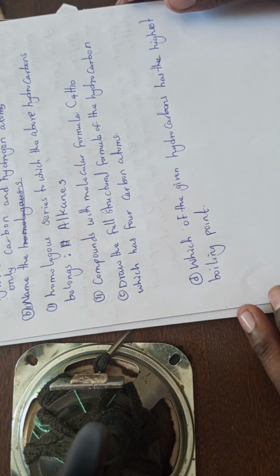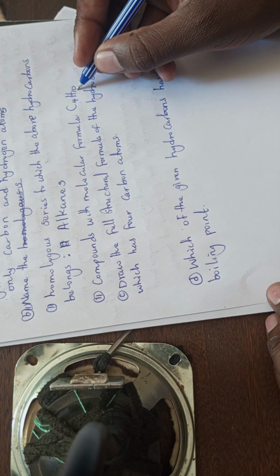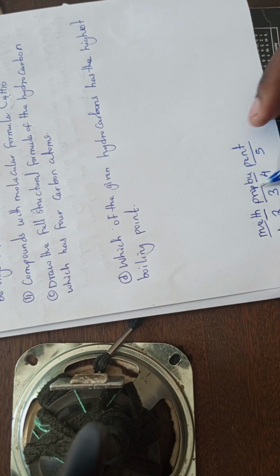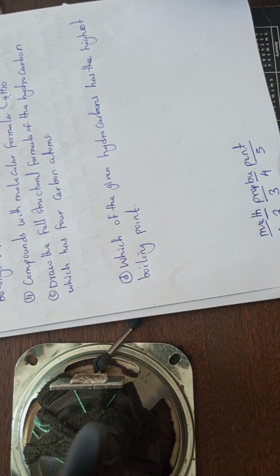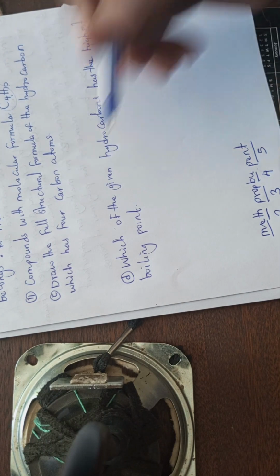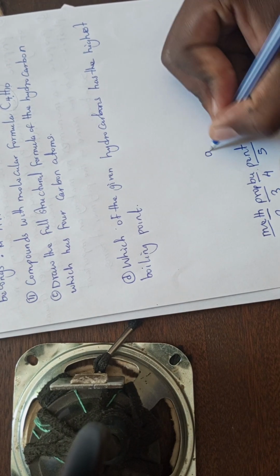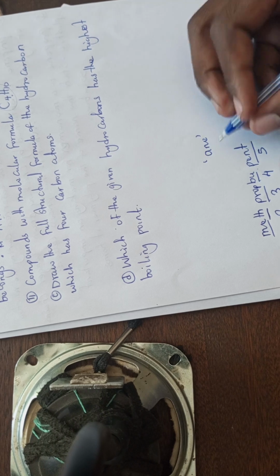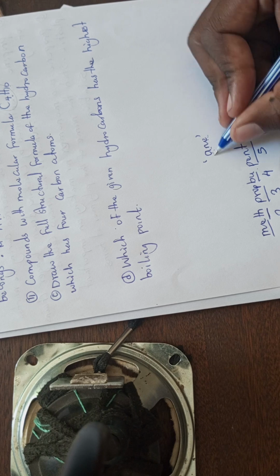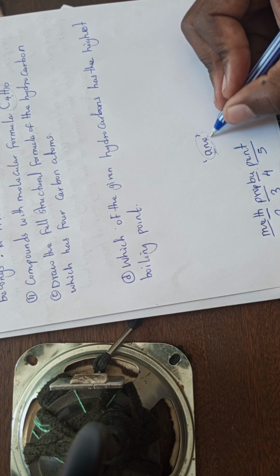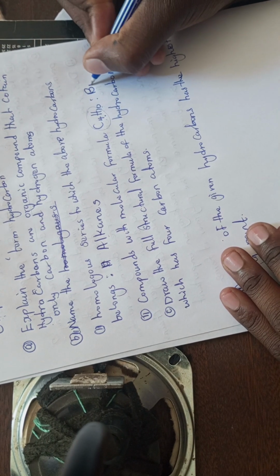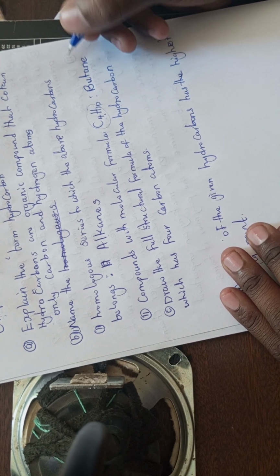As you can see in the given formula here, it has 4 carbon atoms. So we can name it as butane, since we know it's from the homologous series of alkanes, and all alkanes end with ane. They have this word in common. So we are going to name it butane.